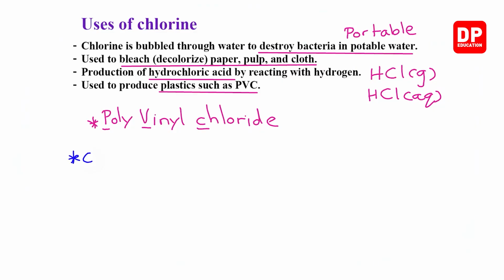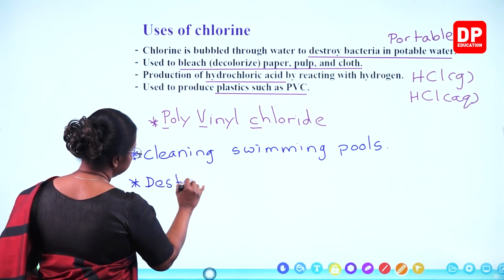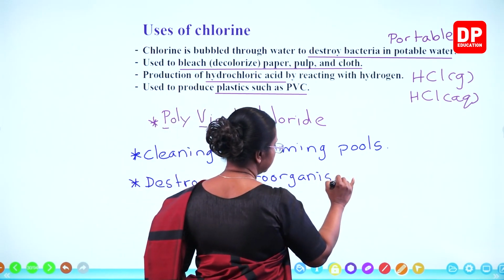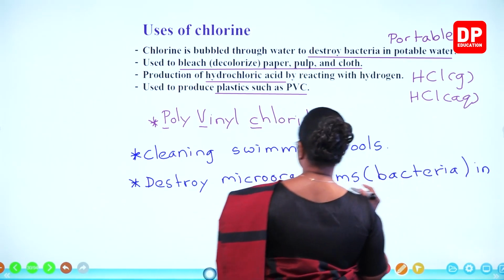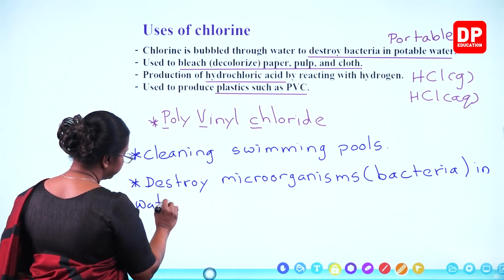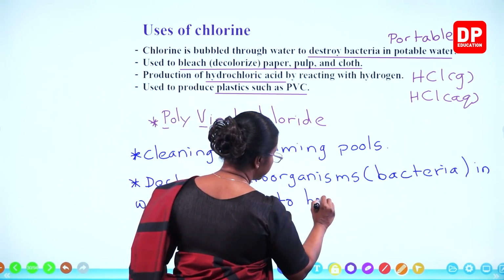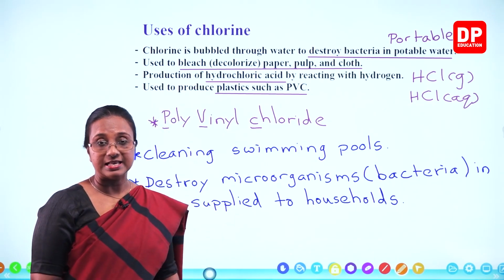we can say cleaning swimming pools, then we can say destroy microorganisms, that is bacteria, in water supplied to households. So for these purposes, we use chlorine gas.